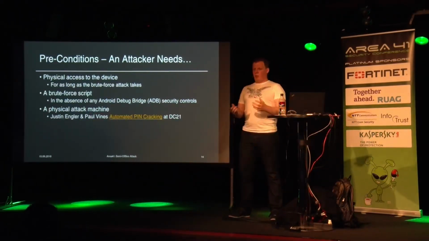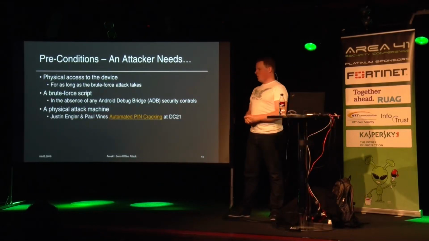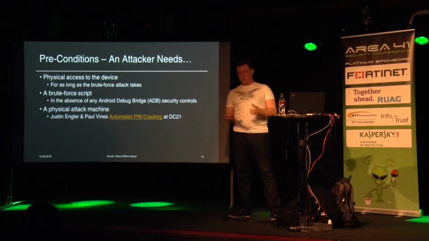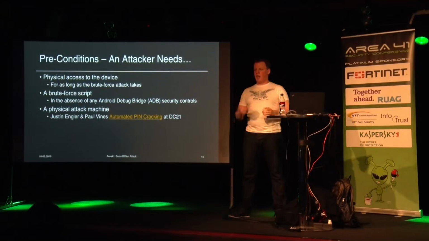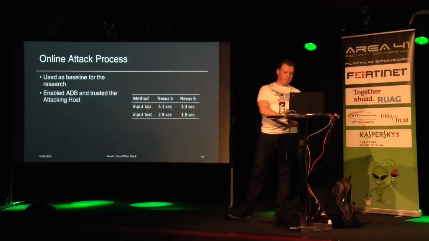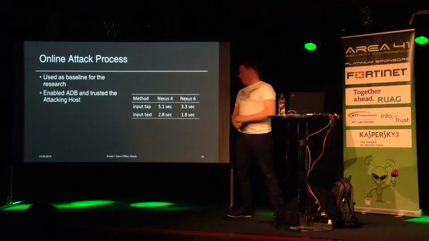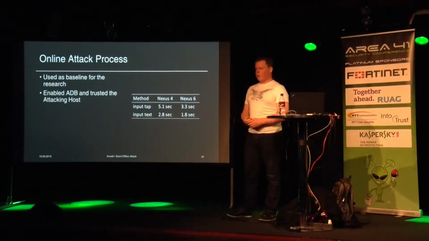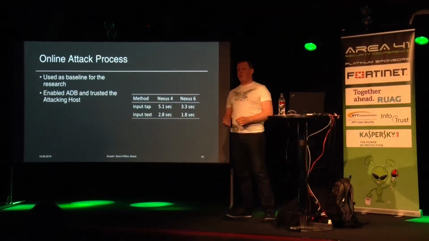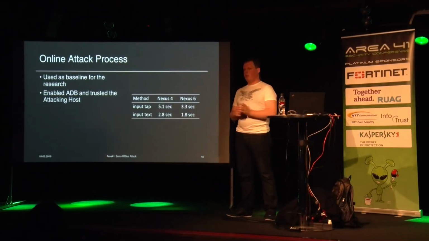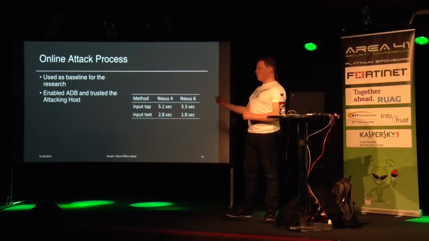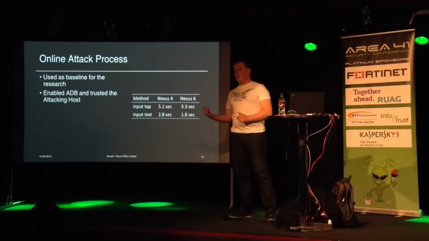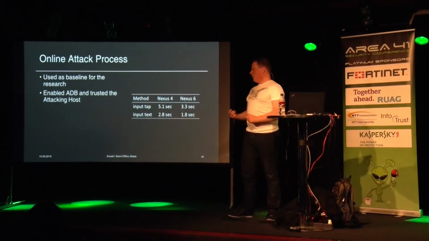The script would be prevented from execution because ADB is disabled and ADB needs an authentication. So I accepted my attack host on the device and enabled ADB by default. Then I have two methods to enter the PIN. I can use input tap, which simulates the user tapping on the screen. I need to map out the keypad for that one. And since the Nexus 4 is smaller than the Nexus 6, I had to do this twice.